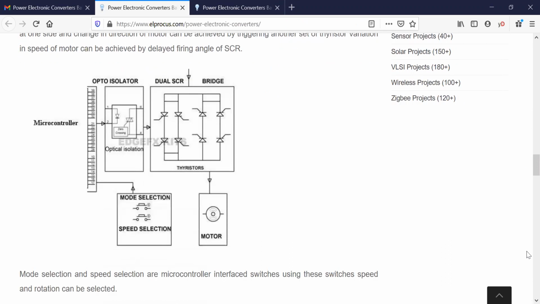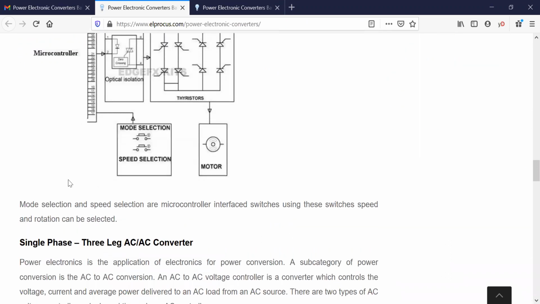Here it is shown. When we talk about mode selection, the mode selection and speed selection are microcontroller interfaced switches, and we are using these switches to select speed and rotation.